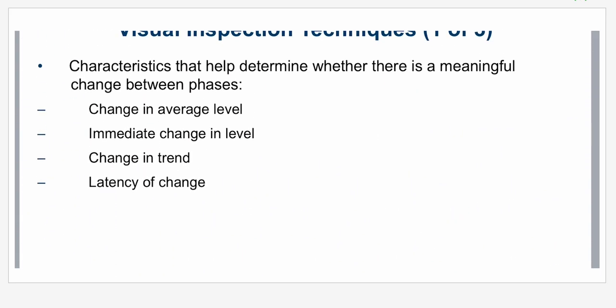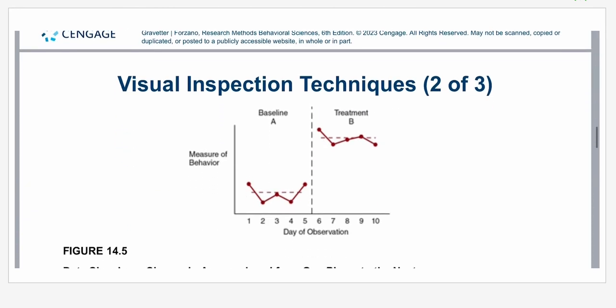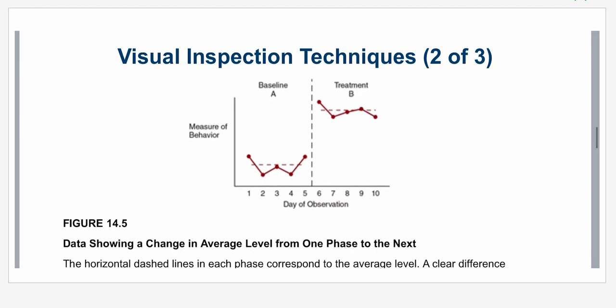You can also look for an immediate change in level. So back to this, if you look at the 2 endpoints that are on either side of the introduction of the treatment, which is the vertical dotted line between day 5 and 6. If you look at the data point for day 5 and the data point for day 6, you see this giant jump, right? Because up until this point, 1, 2, 3, 4, 5, they were all relatively the same. And then suddenly on day 6, it jumps way up.